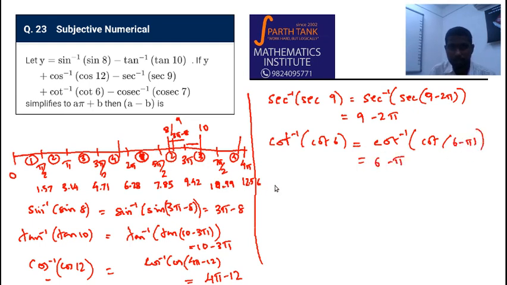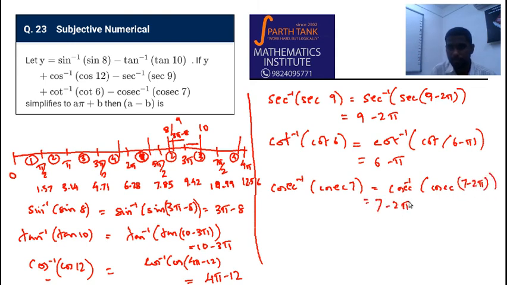And then the last one, cosecant inverse of cosecant 7. 7 is going to be right here, first quadrant. So 7 minus 2 pi is fine. Cosecant of 7 minus 2 pi. This is 7 minus 2 pi.